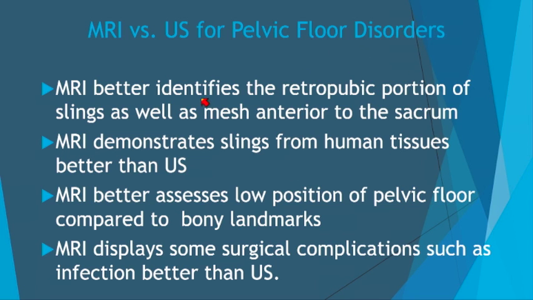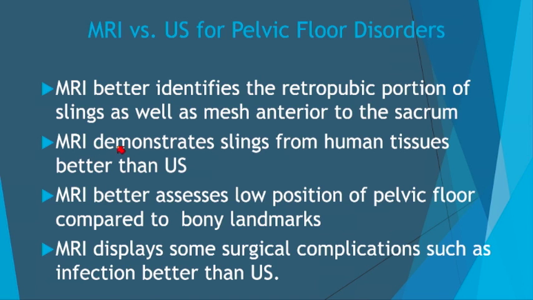First of all, we find that MR is better in identifying abnormalities in the retropubic portion of the pelvis as well as anterior to the sacrum. Remember the symphysis? Whenever we look at the symphysis, there's always some shadowing posterior to the symphysis. So that area just posterior to the symphysis is very difficult for us to evaluate. Furthermore, anterior to the sacrum is just too deep. I mean, we just cannot see it. And so abnormalities in those particular regions are much better identified by MR.